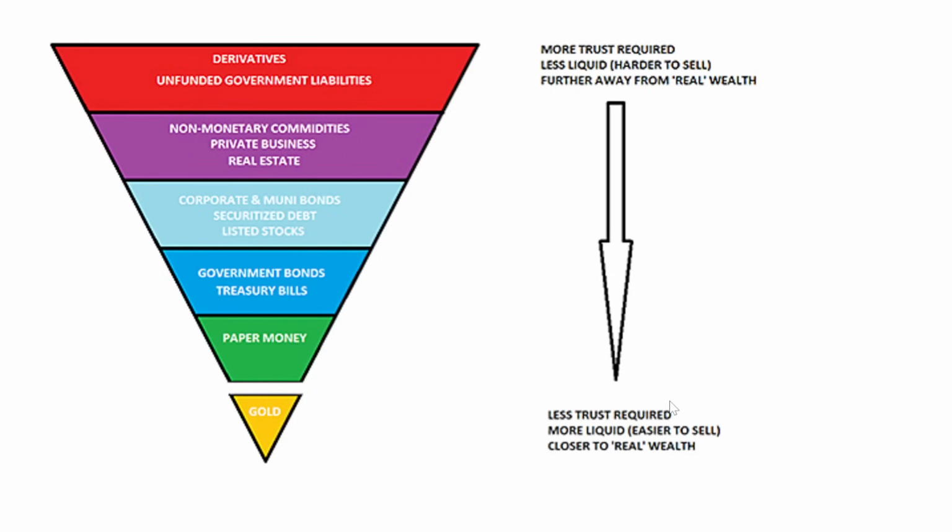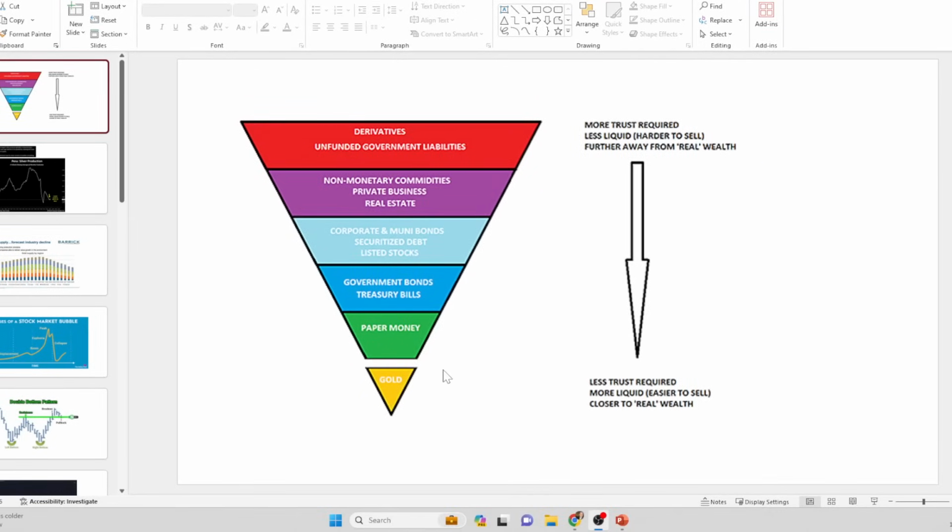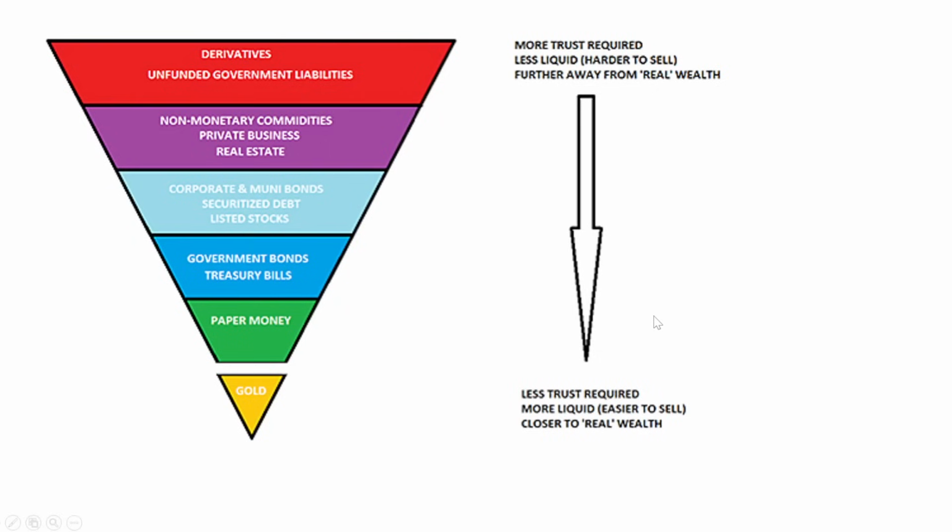I've got this here behind me. What this is called is Exter's pyramid. Let me see if you guys can see this. I just want to make sure it's in the view there. Exter's pyramid is basically this pyramid here. And on the right-hand side, you've got more trust required, less liquid, harder to sell, further away from real wealth is this top portion. Then you go all the way to the bottom. And this is where less trust is required. It's more liquid, it's easier to sell, and it's closer to real wealth. So they've got derivatives, unfunded government liabilities, non-monetary commodities, private business, real estate, corporate and muni bonds, securitized debt, listed stocks, government bonds, treasury bills, paper money, and gold.